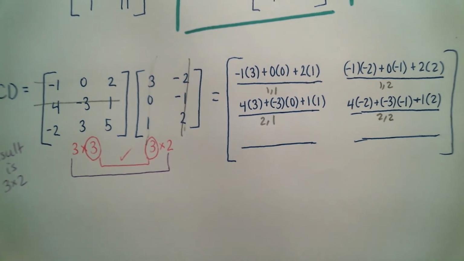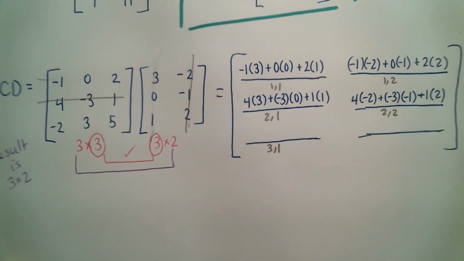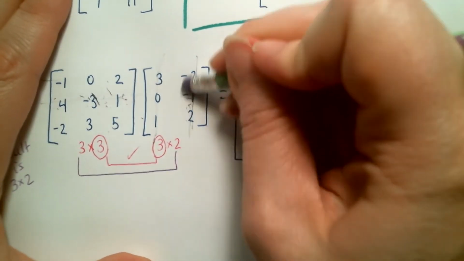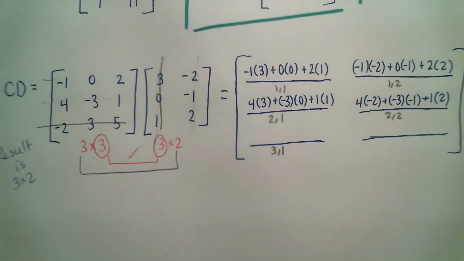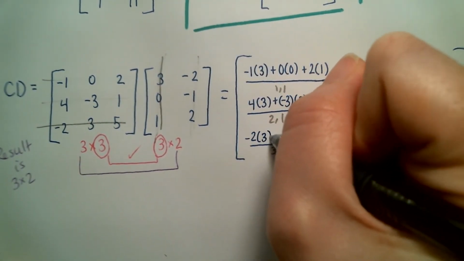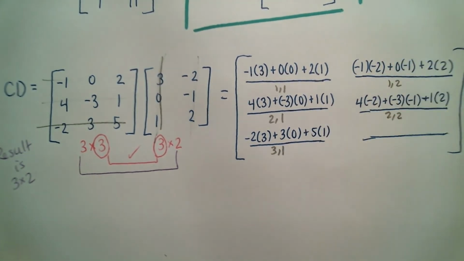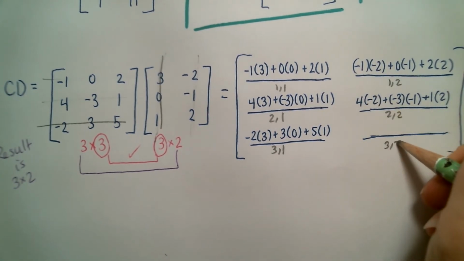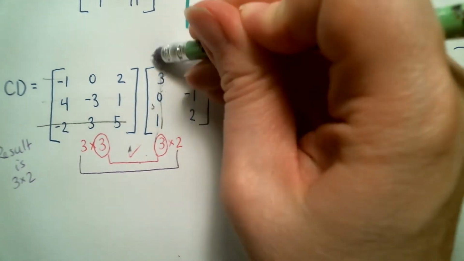And then let's do the third row, first column. So we're going to have the dot product of third row, first column. So this will be negative 2 times 3 plus 3 times 0 plus 5 times 1. Last position, third row, second column. You've got to do the dot product of the third row, second column.